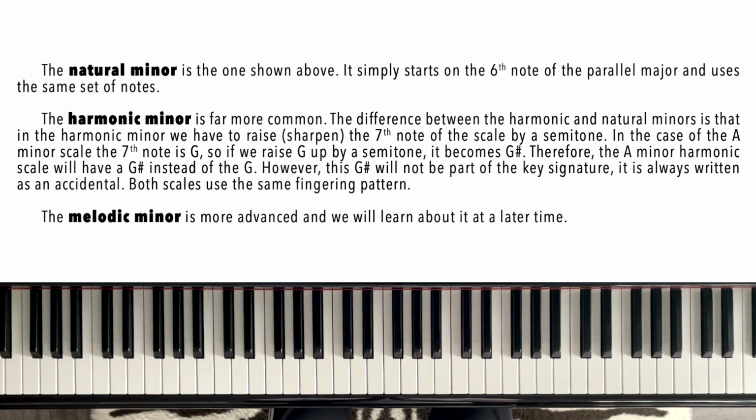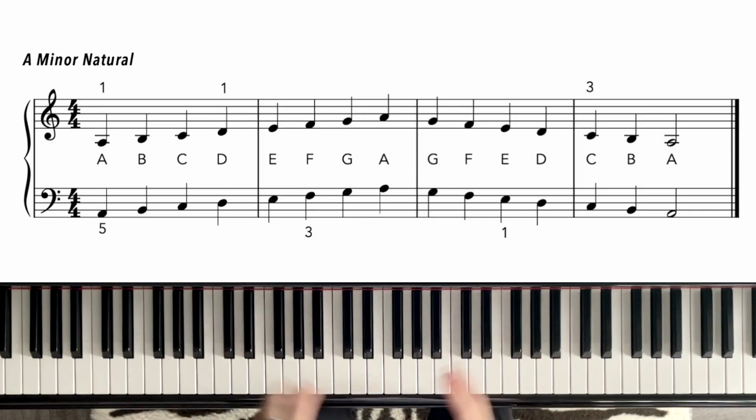The third kind is the melodic minor, but that's a bit more advanced because it's different on the way up and on the way down, so we're going to learn about that a little bit later. So let's revise again the 2 scales. Let's start with the natural minor.